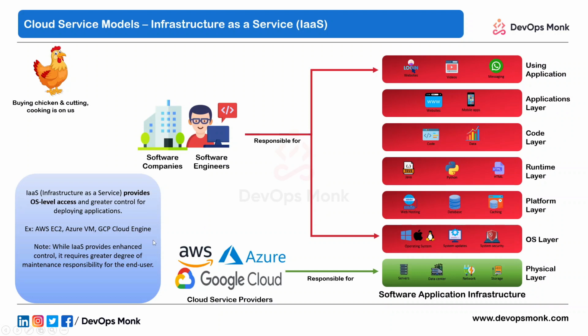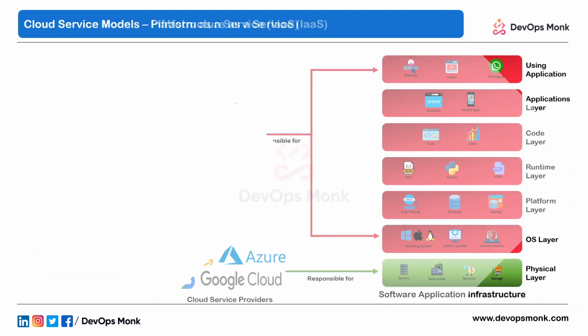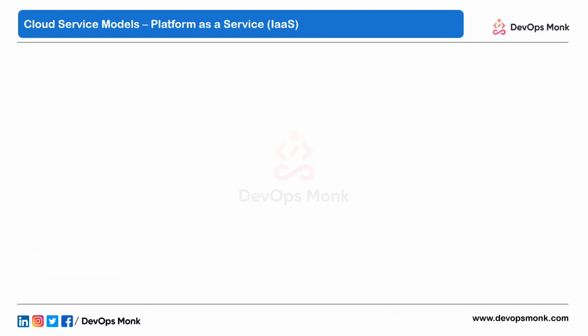A quick note here: with IaaS, you might get control at the OS level, but keep in mind that you will have more responsibilities for setting up the other layers too. The next thing is platform as a service or PaaS. It's like buying pre-cut chicken and only worrying about cooking the dish.